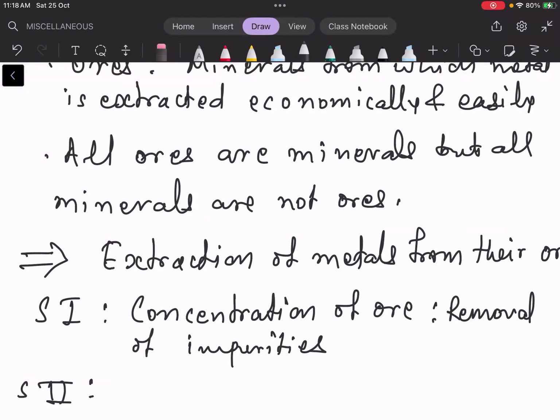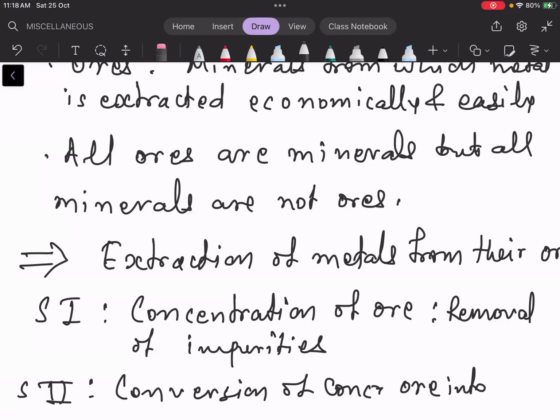Conversion of concentrated ore into metal.